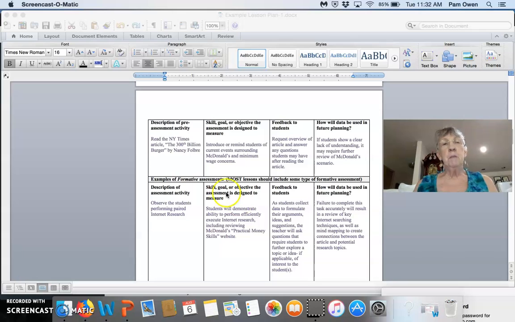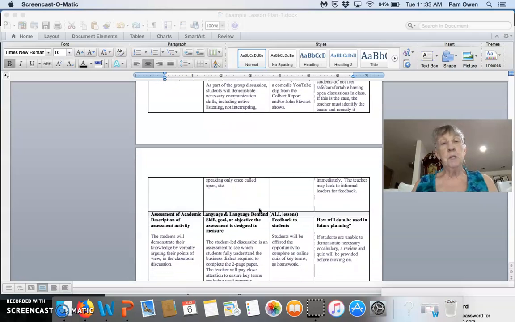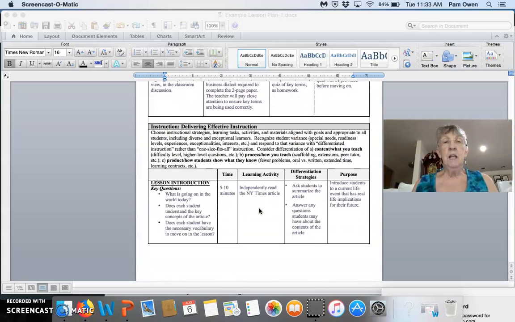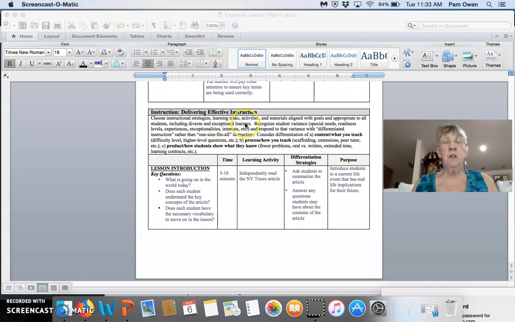So the pre-assessment, almost the way it's being used here, is almost like it's not really a hook, because you're really going to use this article as a source of substance. But it's setting the stage, trying to figure out what these current events really are and what the minimum wage concerns are, and it talks about the feedback and then how the teacher is going to be using this. So that's what goes into the pre-assessment. You will see that, and I would always look again, okay, is that in the activity, in the delivering effective instruction?